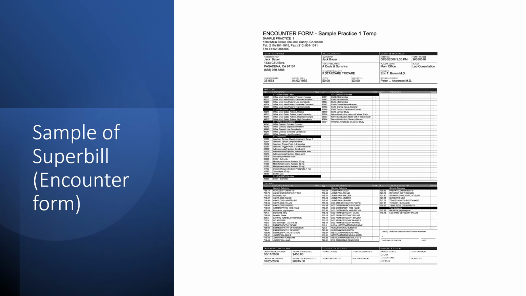This is an example of a superbill. If you look closely, we see where the patient's information goes, as well as their date of birth, date of service, the CPT codes and ICD codes, and the physician's information. The physician will select the services rendered.